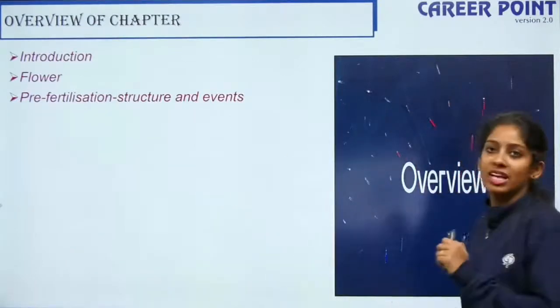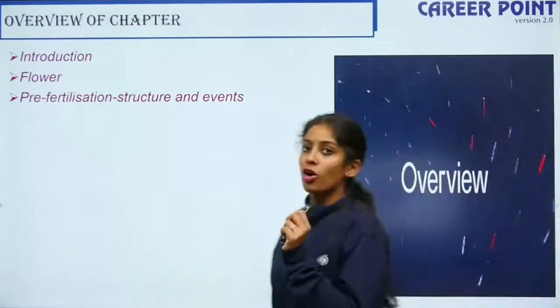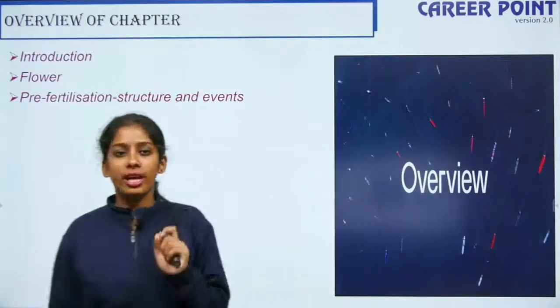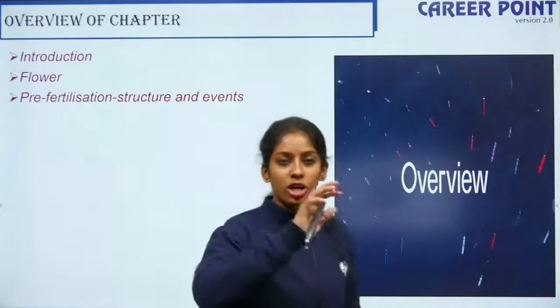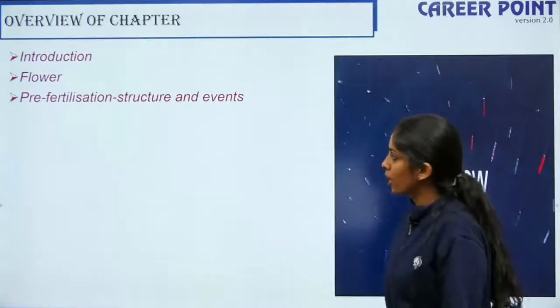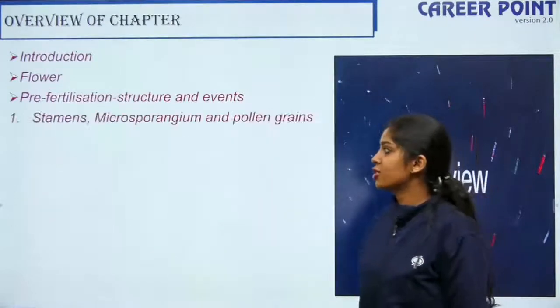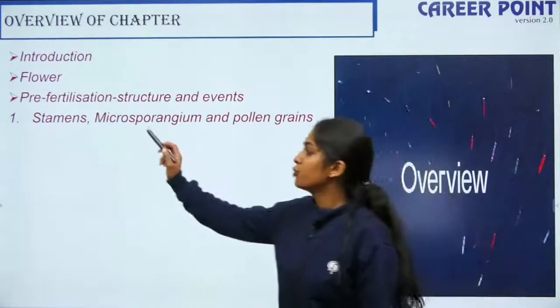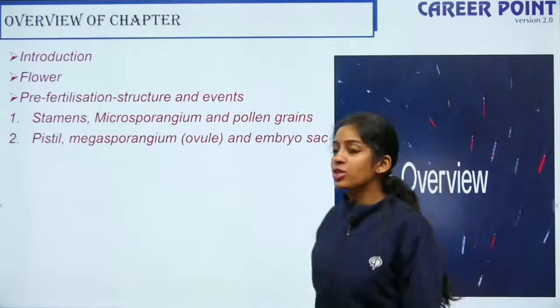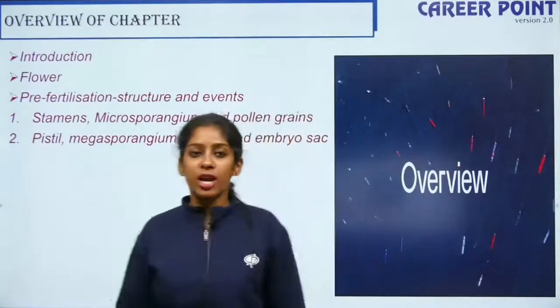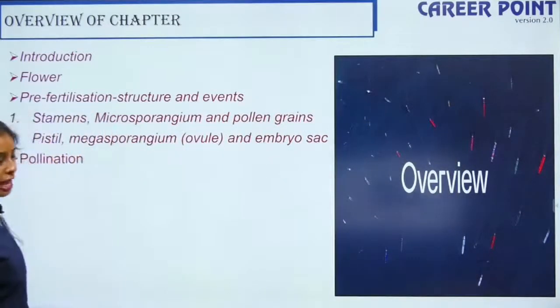Okay, so what are the pre-fertilization structure and events? For the fertilization to happen, you need gametes, right? So for the gametes to be produced, you need to talk about the structure of the male and the female reproductive organs. So pre-fertilization structure includes the description of your stamens, microsporangium and your pollen grains, and in case of female, it is your pistil, megasporangium and your embryo sac.